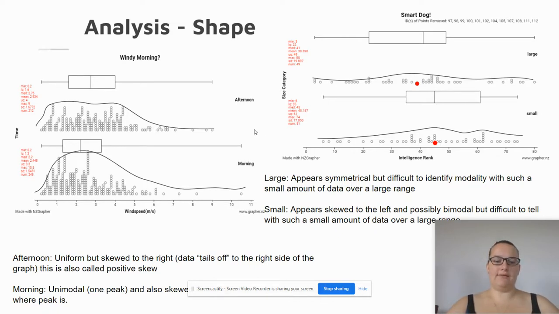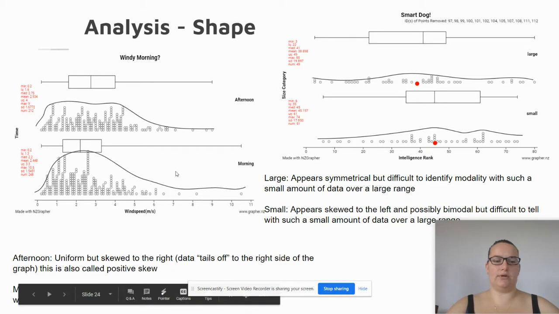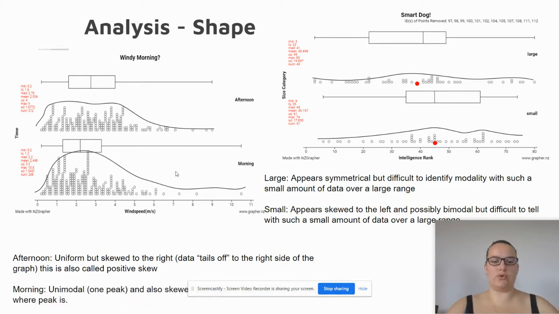So when we have identified what each of them are, we need to be able to put these into sentences. So we can see here that the afternoon data is uniform but skewed to the right. The data tails off to the right-hand side. It's also called positive skew because that's the positive side of the graph. The morning is unimodal. I'm sorry, that keeps popping up. The morning is unimodal and is also skewed to the right, and that's because the left is where the peak is.